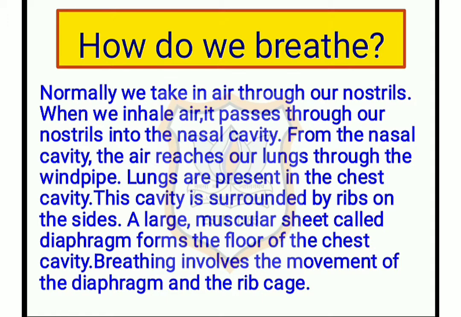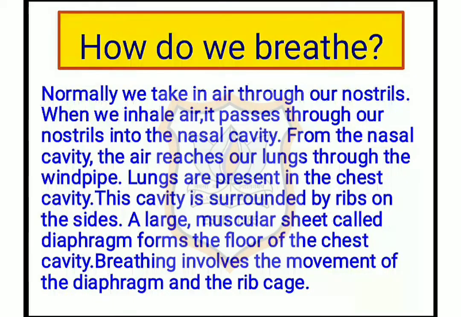Normally we take in air through our nostrils. When we inhale air, it passes through our nostrils into the nasal cavity. From the nasal cavity, the air reaches our lungs through the windpipe. Lungs are present in the chest cavity. This cavity is surrounded by ribs on the sides. A large muscular sheet called diaphragm forms the floor of the chest cavity. Breathing involves the movement of the diaphragm and the rib cage.